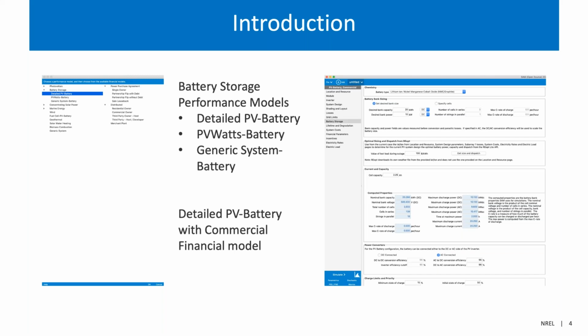Finally, the generic system battery model models a generic power plant with a detailed battery model. It has most of the same battery modeling features as the detailed PV case, except that the battery can only be AC connected. Today I'll be using the detailed PV battery with commercial financial model. The primary battery modeling differences among the financial models are in the dispatch algorithms, which are the subjects of the two following SAM webinars.